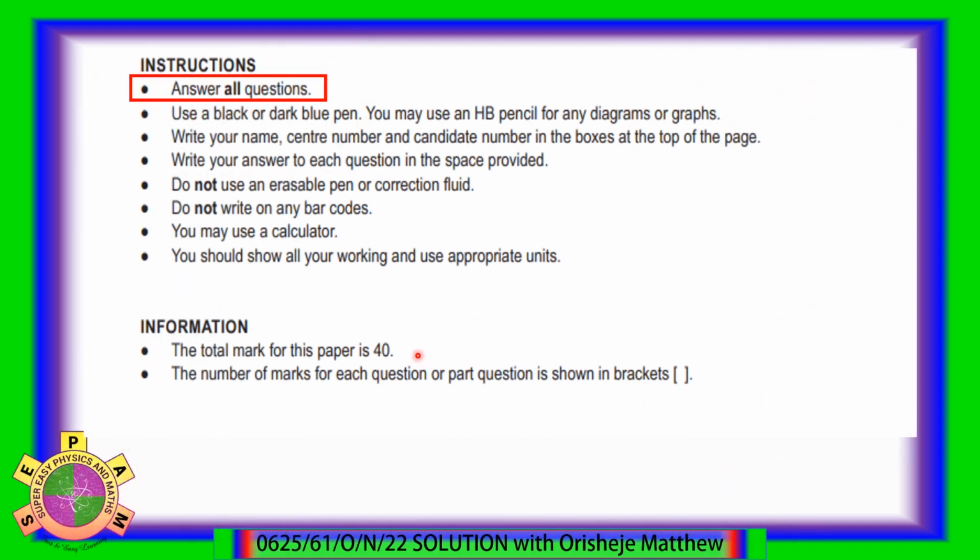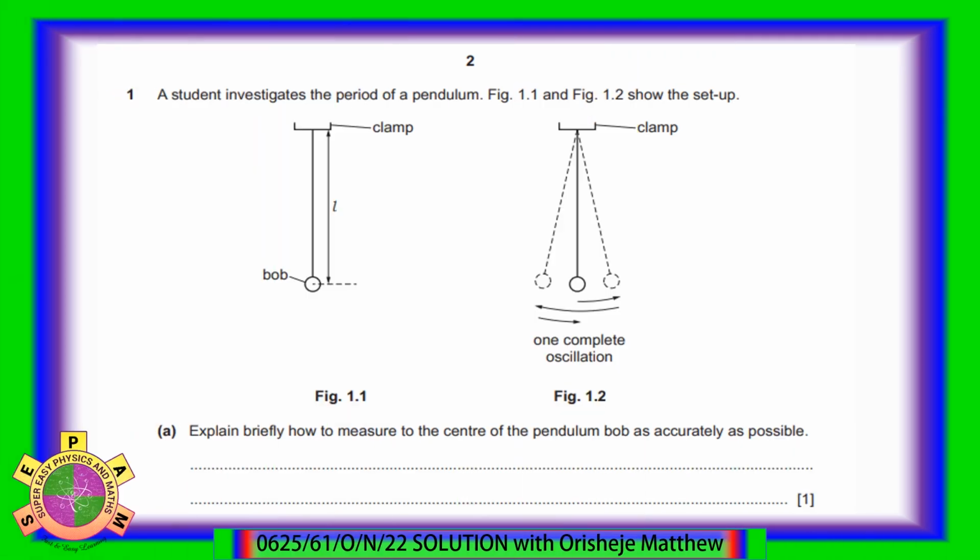In this paper, you are expected to answer all the questions. There are 4 questions in the alternative to practical paper, and like I've said earlier, the total mark is 40 marks. So let's see how you can get the 40 marks. Let's go to the first question. Question 1 is the oscillation of a simple pendulum.